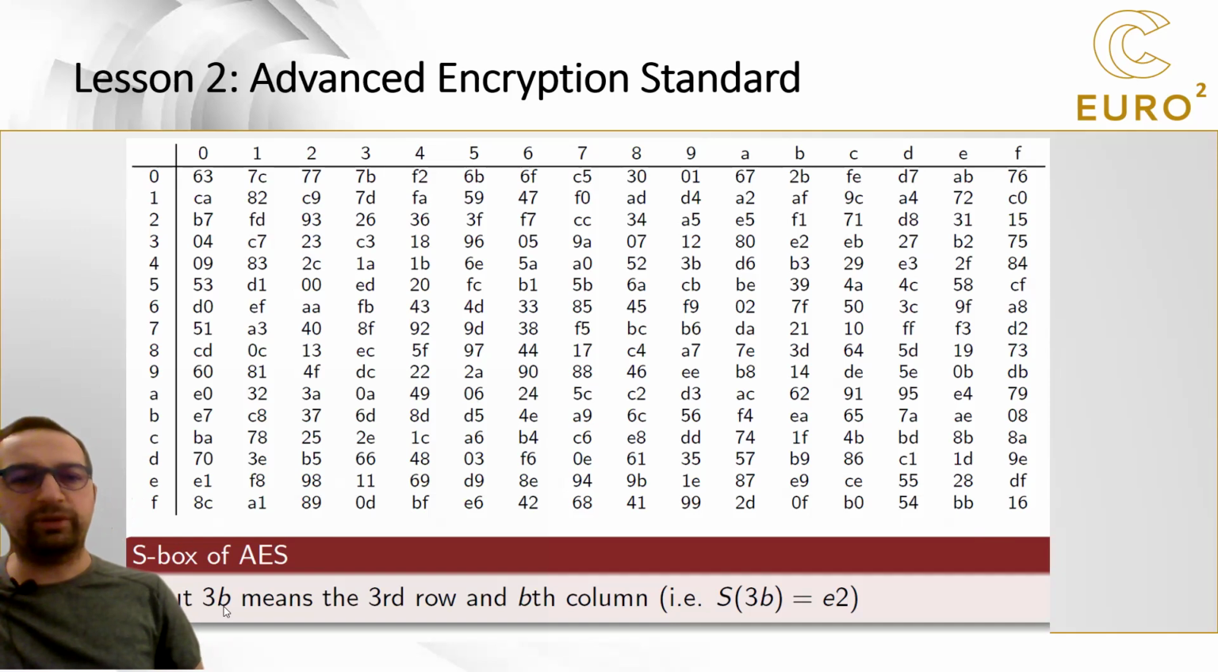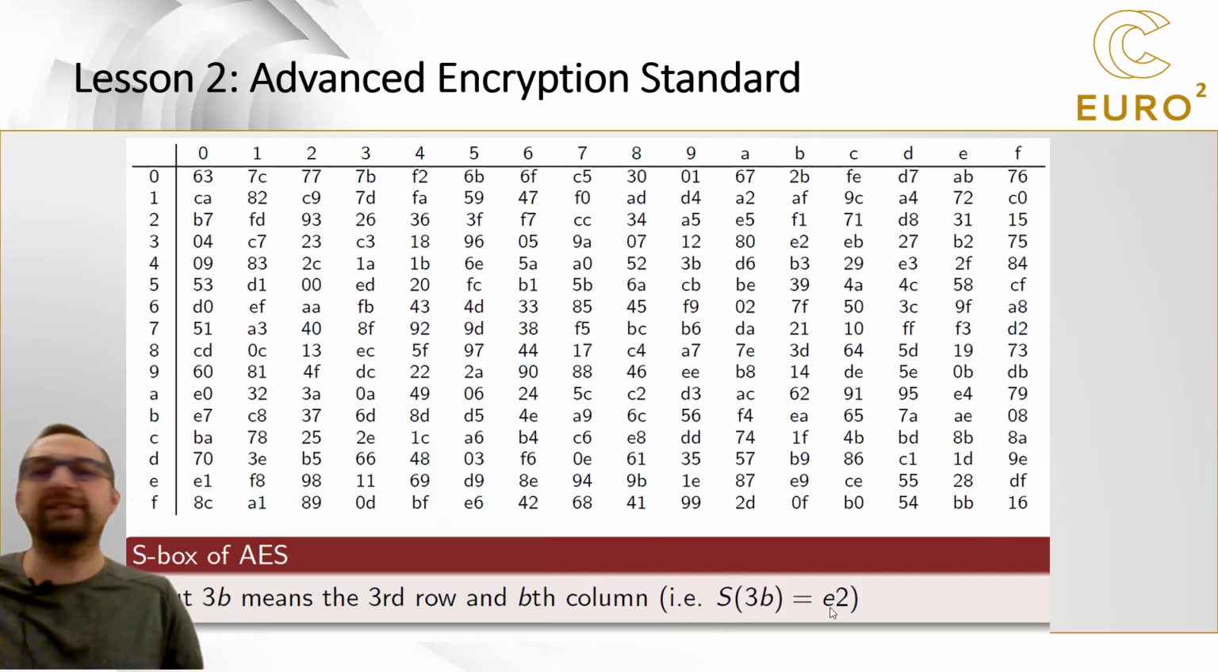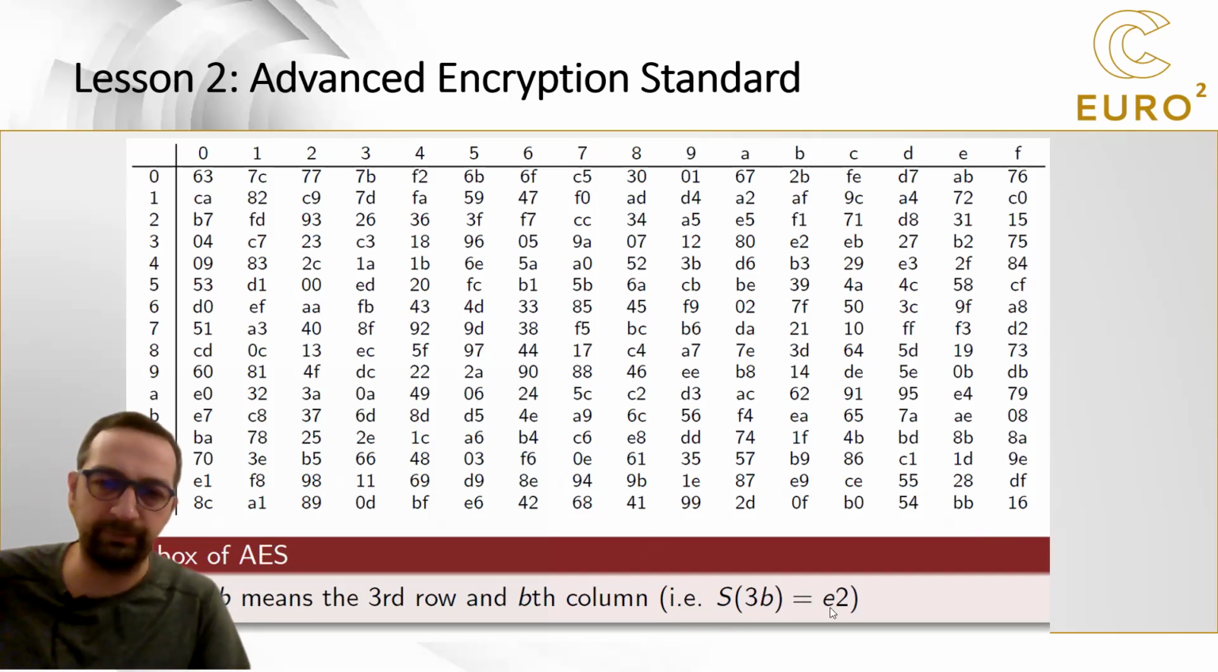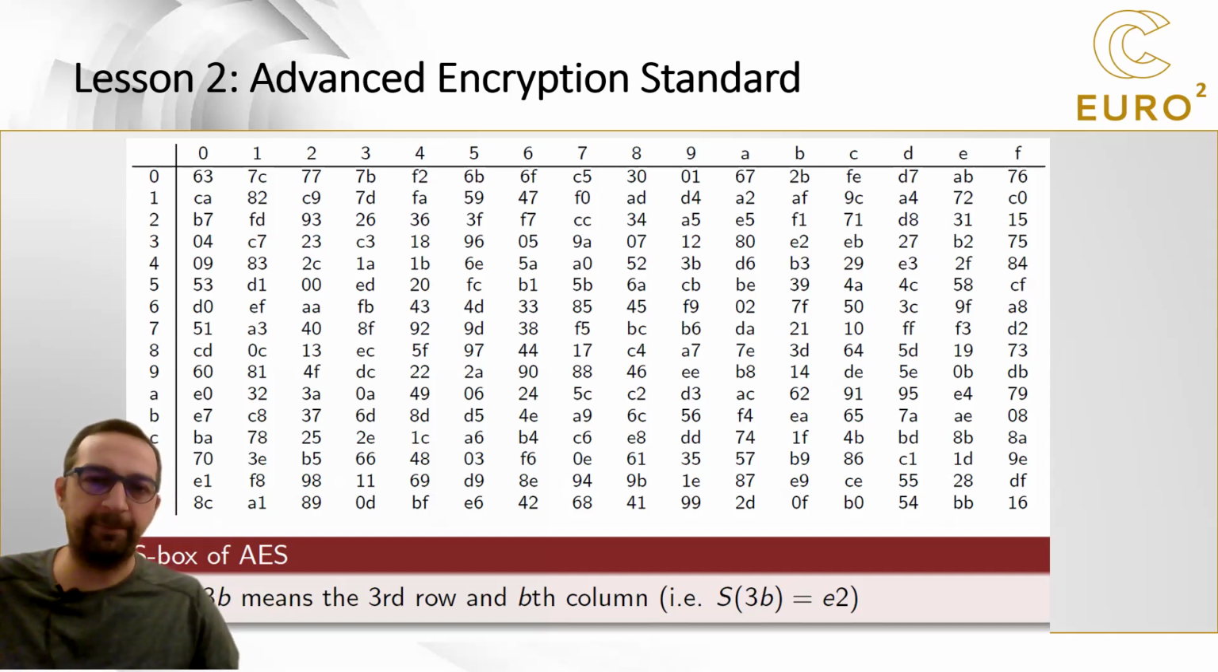If your input, for instance, is 3B in hexadecimal notation, you simply take the first nibble of this byte, 3, so you look at the row 3. And here the second part is B, you look at the column B, so you end up with the value E2. So for the input 3B, the output is E2. This is how you provide actual confusion. And you repeat this process for every byte for that layer.